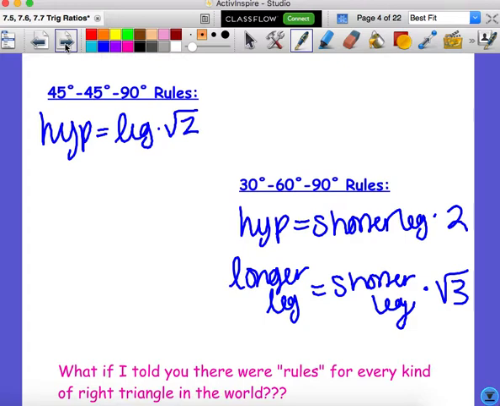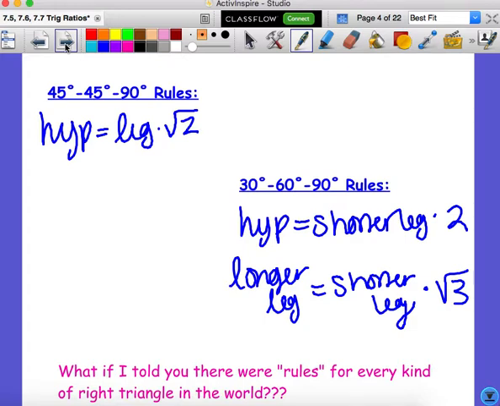So today, like I said, we're going to get into one of the most applicable things that we're going to learn in this class. So not only do 45-45-90s have rules that they follow, and 30-60-90s, but every type of right triangle in the world has its own set of rules that it follows. They're not as pretty. They often have really, really ugly fractions and decimals. So rather than trying to memorize all of those, what they've done for us is our calculator has been programmed to remember all of those rules.